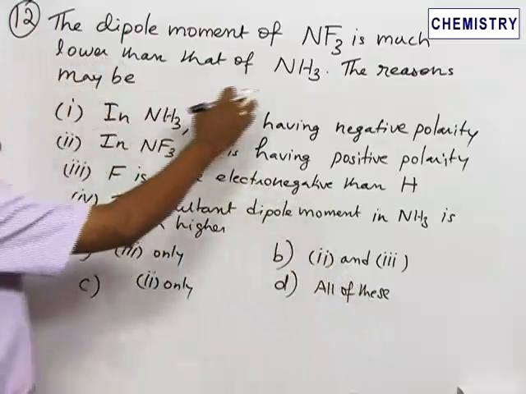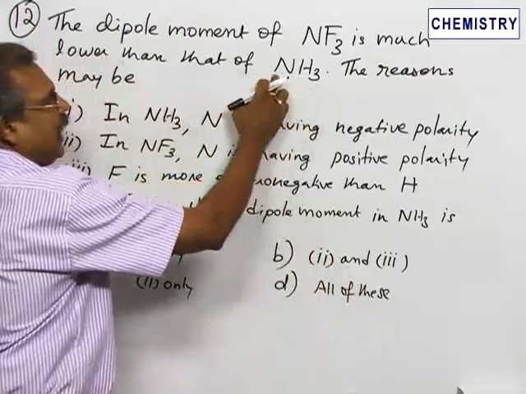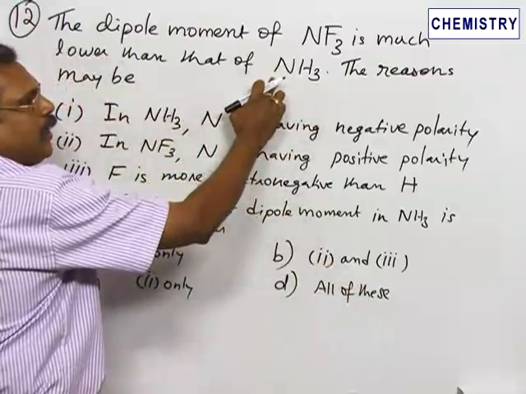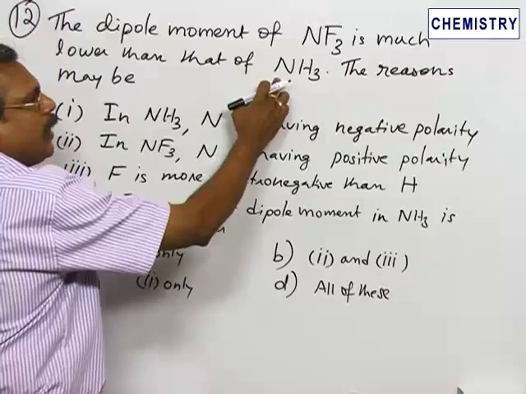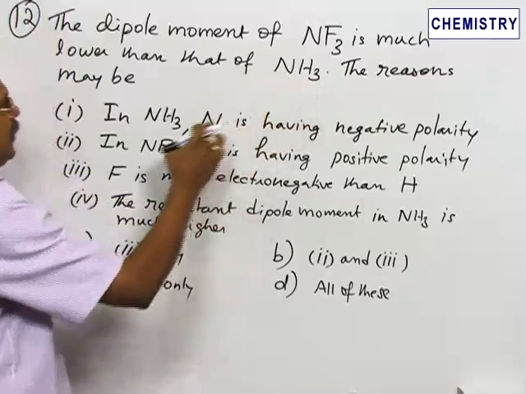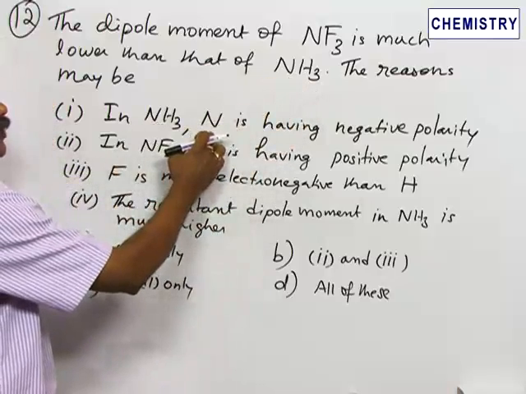Now if we analyze that, in NH3, nitrogen is more electronegative than hydrogen. Therefore, nitrogen attains negative polarity, hydrogen positive. So that is given here. N is having negative polarity.